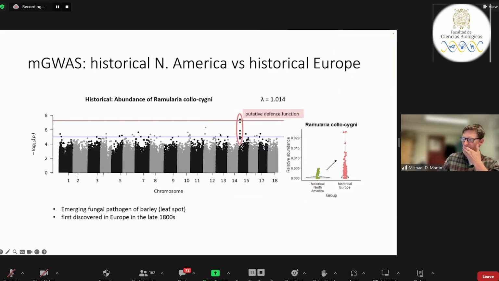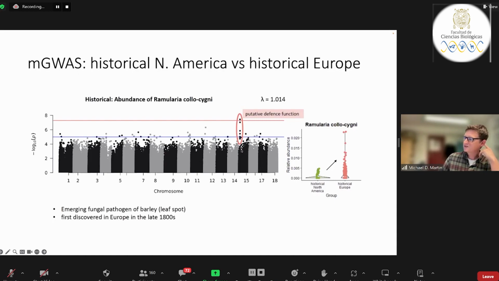And we find, luckily, some interesting regions of the genome that are associated with the change in abundance of these microbes. Here we see this peak on chromosome 15, which is highly significant. And inside there, we found some genes related to defense function. And this particular fungal pathogen was first discovered in Europe in the 1800s. So that actually was thought to be introduced to Europe in the 1800s. So I think we might have actually just caught some of that signal here where the introduction happened.